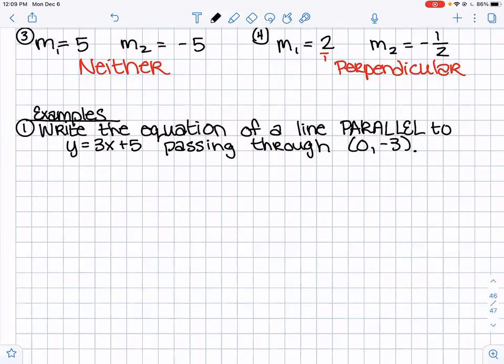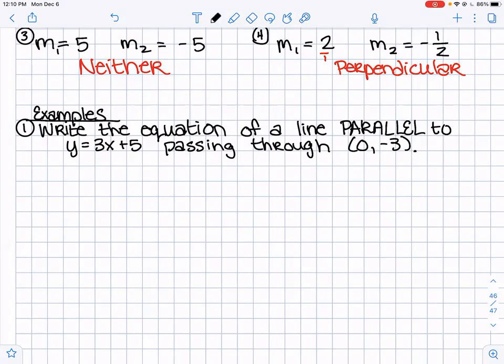So that point, what's special about that point? Think about what we talked about last week. (0, -3) is a y-intercept, right? It's where the graph is going to cross the vertical axis. So we have the slope, we have the y-intercept, so we can write this in slope-intercept form.